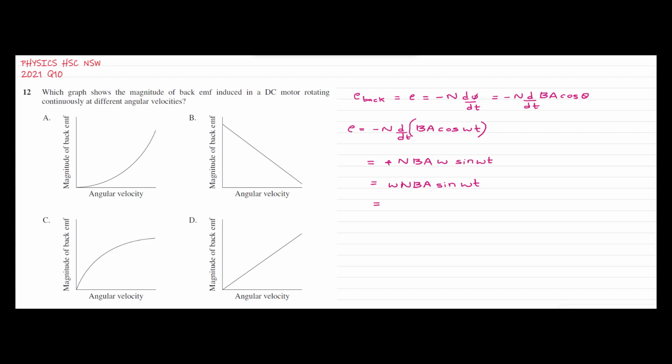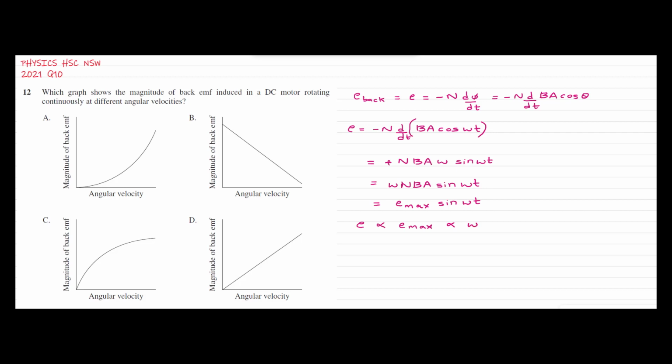And this in turn can be written as E max into sin ωt. So E as a function of time will be following a sine curve. But let's see what is being asked in the question. It says magnitude of back EMF. So we see here that E, which is the magnitude of the back EMF, will be proportional to E max, which in turn is directly proportional to ω.